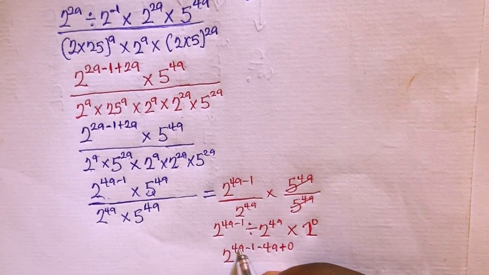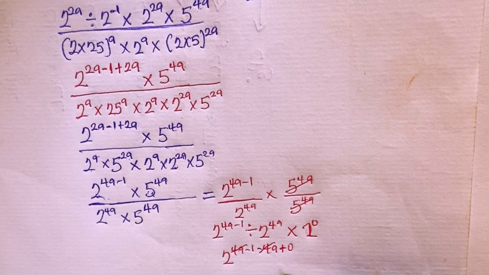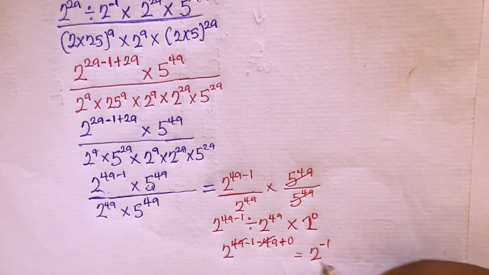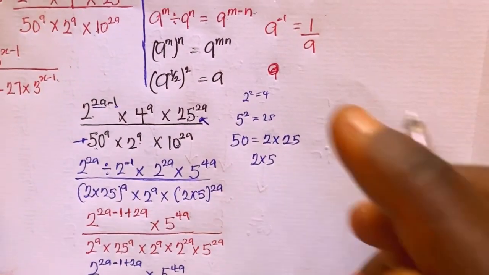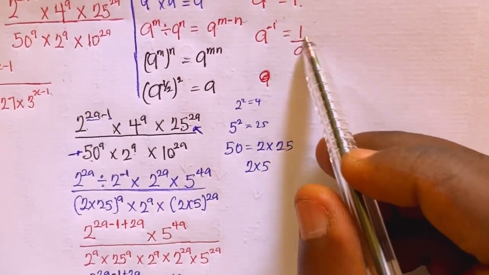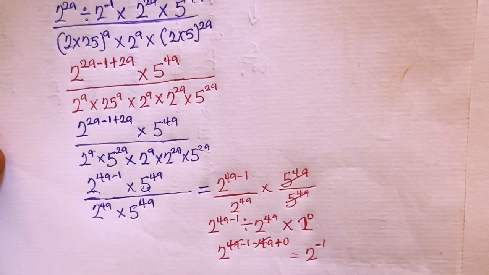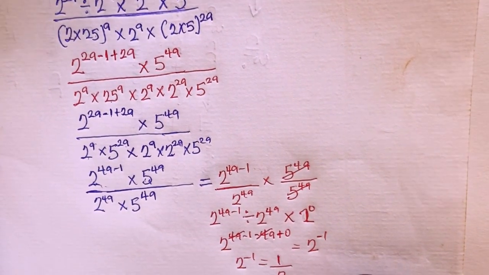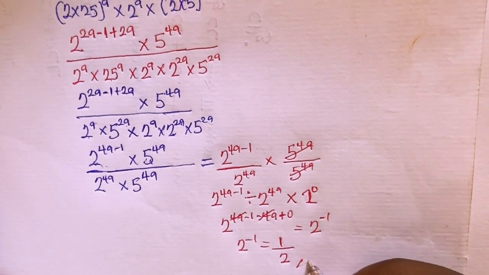That's 0 minus 1. So 4a minus 4a, this will cancel out. Then I'm having everything to be equal to 2 raised to the power of minus 1. Recall, whenever I have a raised to the power of minus 1, that's equal to 1 over a. So simply, I'm going to have my 2 raised to the power of minus 1 to be equal to 1 over 2. So that's the answer.